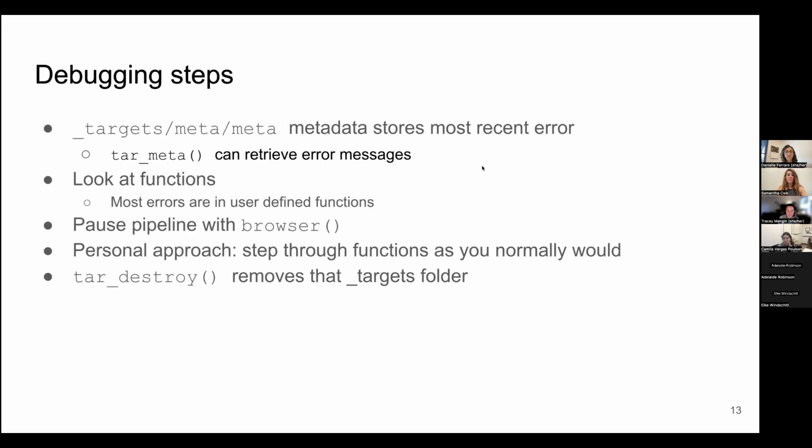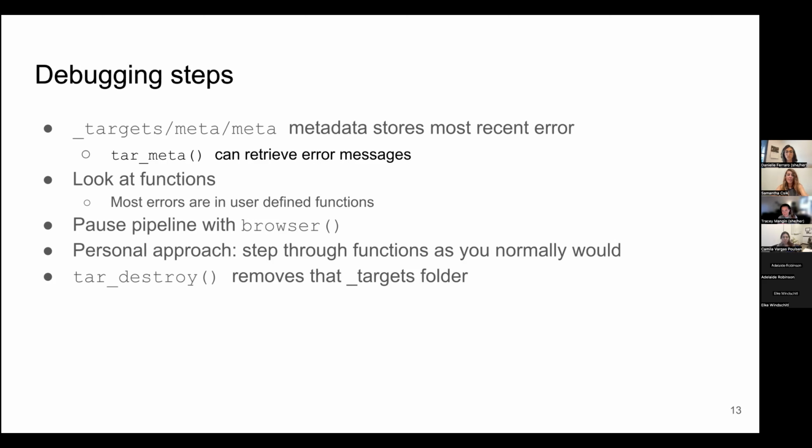Okay, so these are the steps that are recommended for debugging, and then I'll tell you how I debug, which, I'd love to hear from the person who knows what they're doing, if this is very bad practice. In that targets folder that gets made when you run make, when you run the function that makes everything, it also saves this file meta, which stores the most recent error information. So you can go in there and look, or you can run tar meta, which can retrieve the error message for you.